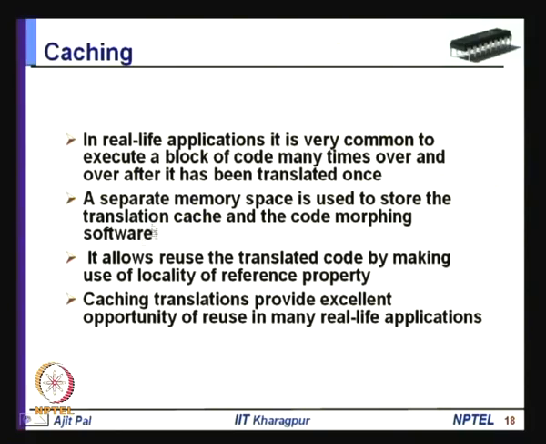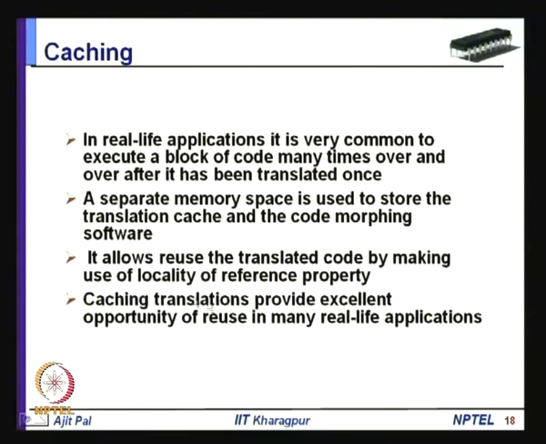That means, maybe you have got say 100 different applications, but you may not be executing all of them quite often. So, those which are executed quite often, their code you will be storing in this particular cache memory, and obviously you will be doing it by using the locality of reference property. So, it allows reuse of the translated code by making use of the locality of reference property. Caching translations provides excellent opportunity of reuse, and this is quite common in real life applications.